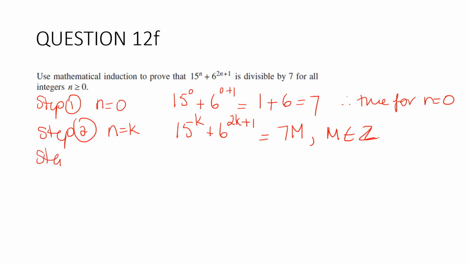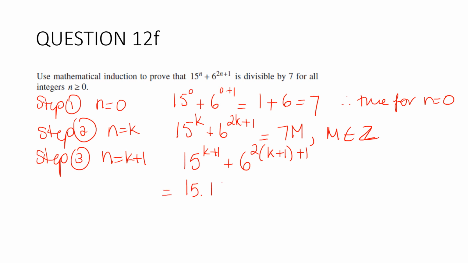Step 3. Prove true for n equals k plus 1. Right, starting with 15 to the k plus 1 plus 6 to the 2 brackets k plus 1 plus 1. Let's split this up. This is 15 times 15 to the k. And let's tidy that up. Sorry, that's a plus there. Plus 6 to the 2k plus 3.